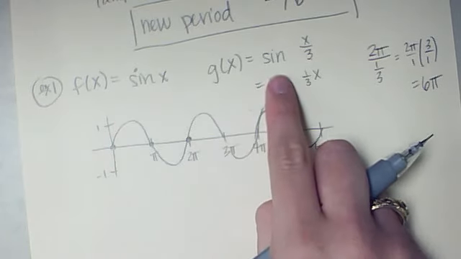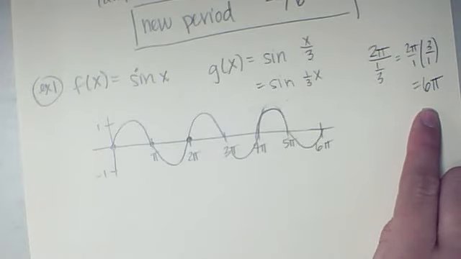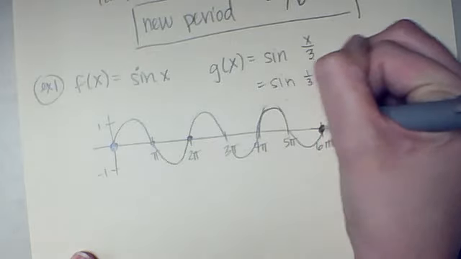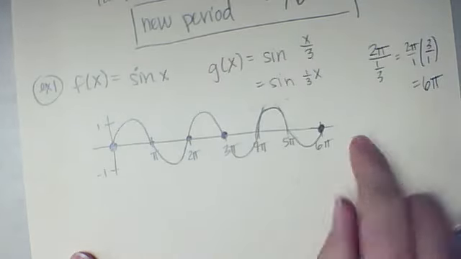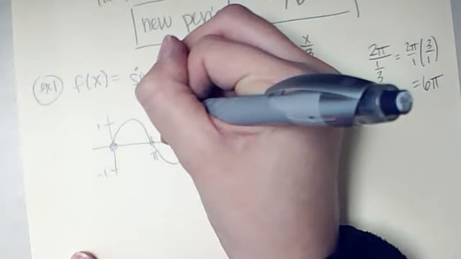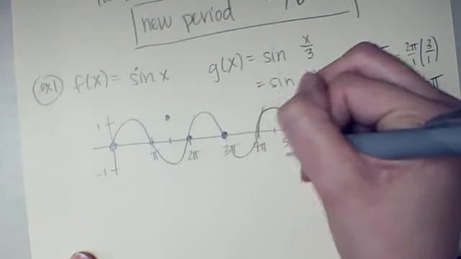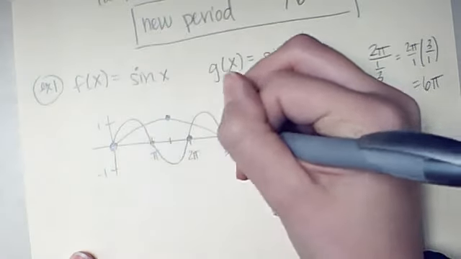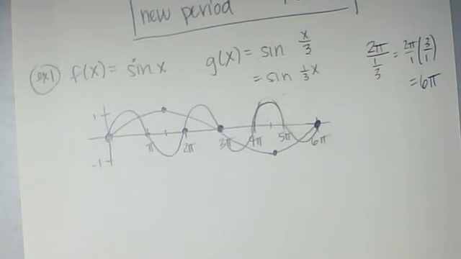The new graph, the g of x, takes 6 pi to do 1 cycle, meaning it starts here, it ends here. The middle point would be 3 pi, right, because that's halfway between 0 and 6. And so my highest point would be halfway between that, which would be at 3 pi over 2, or 1.5 pi. My lowest point would be between 4 pi and 5 pi. And so if I connect that, there is my sine graph. And now I've graphed both pieces.